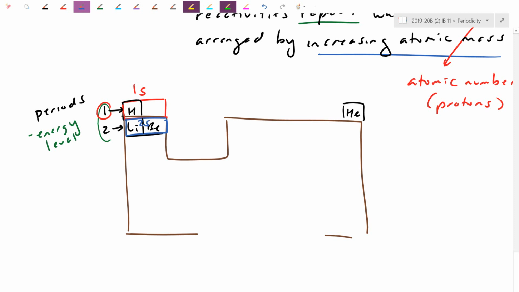So either you talk about energy level, or if you're thinking about the Bohr model, we're talking about which shell we're on. So say lithium, which is on row number 2, we expect the Bohr model will have 2 shells, and the second shell would be the valence electron.